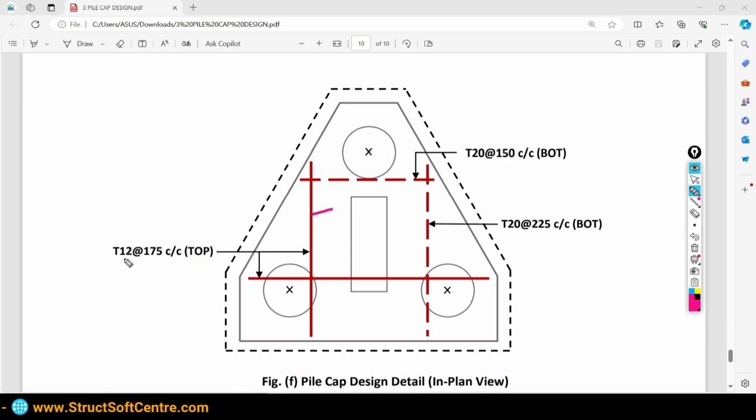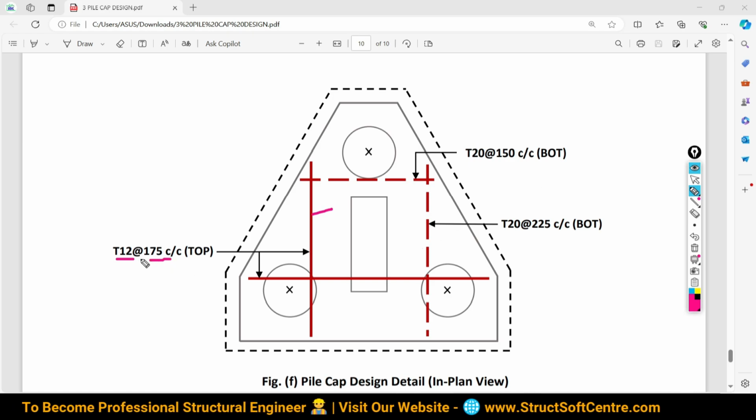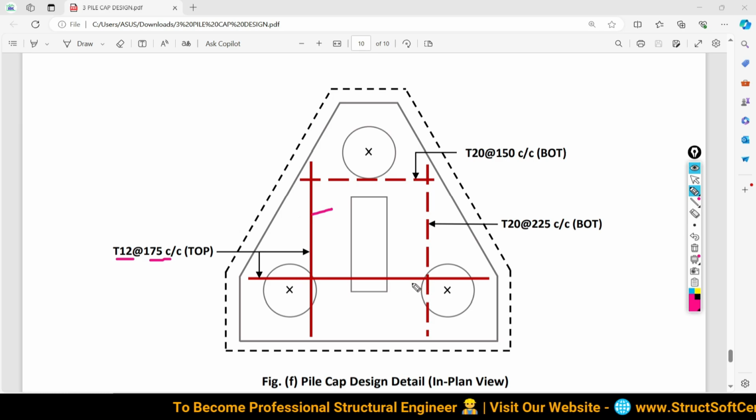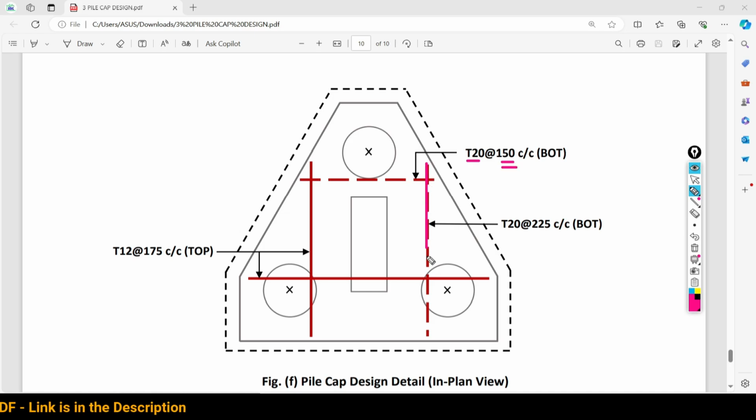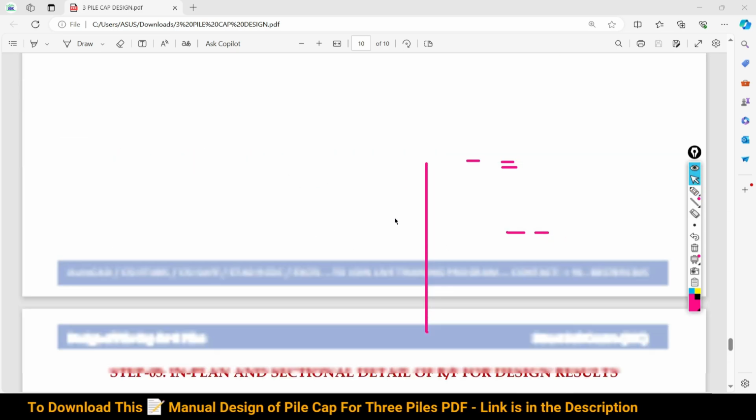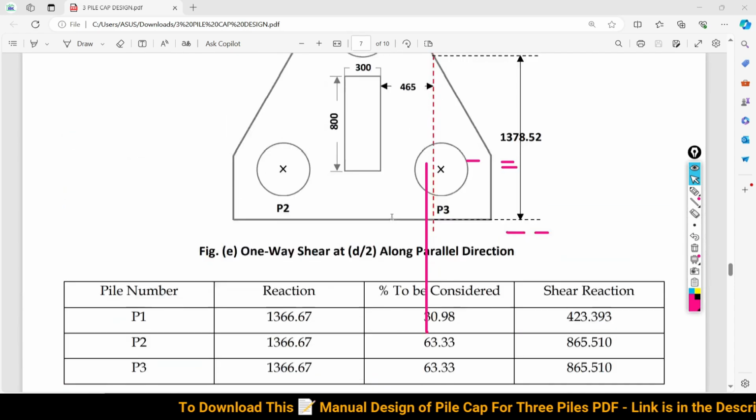So top bars we have provided 12 mm diameter of bar at a spacing of 175 mm center to center, and this reinforcement is actually provided in both directions, along the parallel direction and along the perpendicular direction. Whereas the bottom reinforcement we have provided along the parallel direction as 20 mm diameter of bar at a spacing of 150 mm center to center, and along the perpendicular direction we have provided 20 mm diameter of bar at a spacing of 225 mm center to center, so that you can find in our schedule table also.